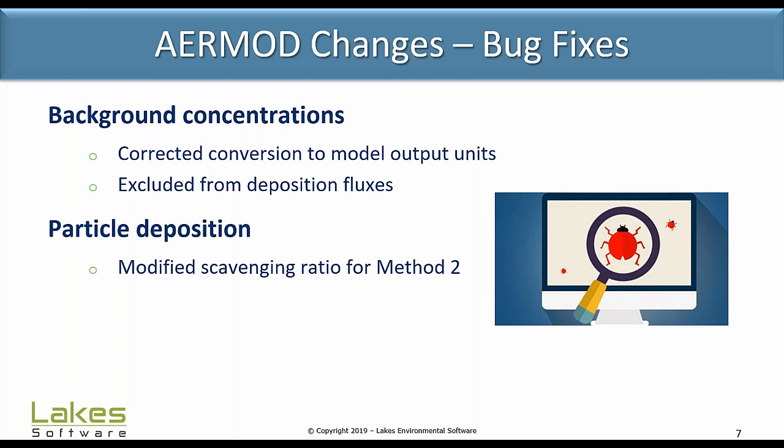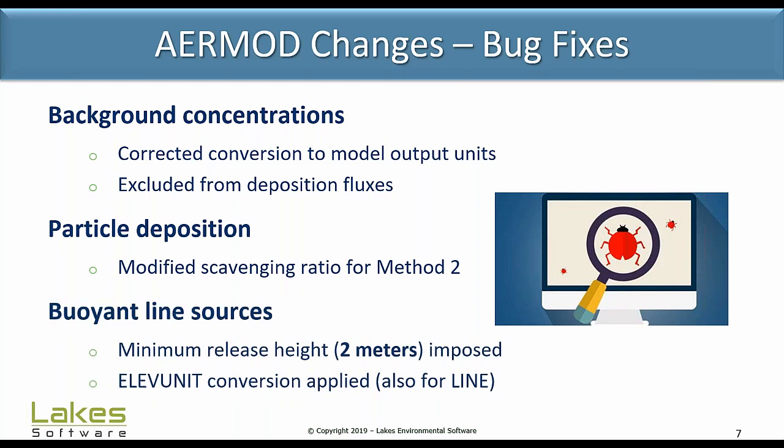For particle deposition, there's a modification made to the scavenging ratio for the Method 2 option. We'll also hear about a change to the Method 2 option coming up in just a minute. And a number of changes to buoyant line sources, including the imposition of now a minimum release height, which is 2 meters. Before, if there was a buoyant line source specified at ground level with a 0-meter release height, you'd pretty much get all 0 results. So there was something going on internally with the calculations that needed to be modified there.